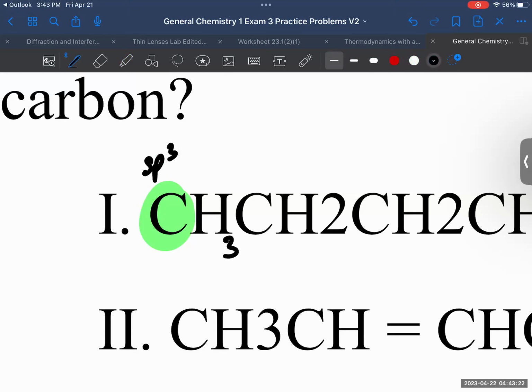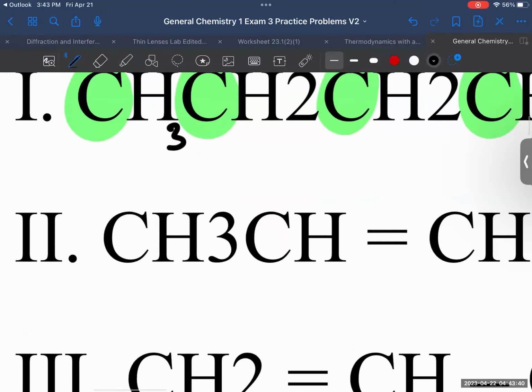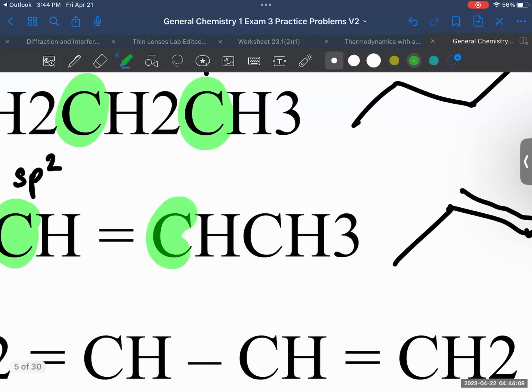SP3. So what about this one? Yep. What about this one? Also. And this one? Also. Bunch of SP3s. What about this one? SP3. What about this carbon? Double bonds count as one, not two. So that would be SP2 then? Yep. SP2. And this carbon, same thing, SP2. And this one is the same as before, SP3.